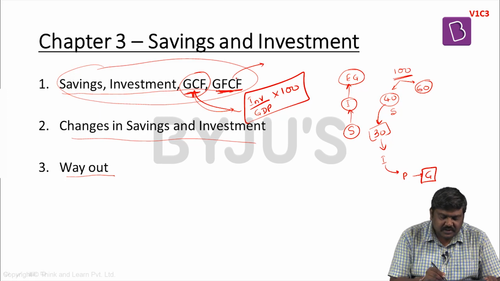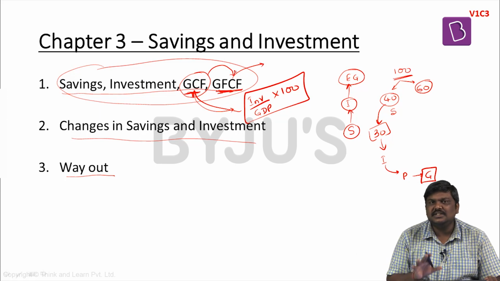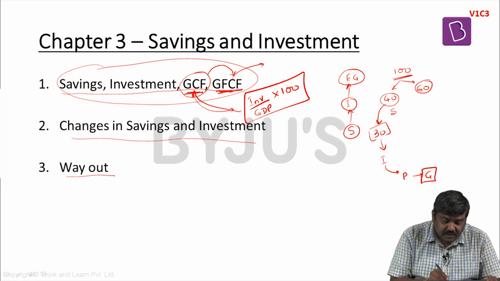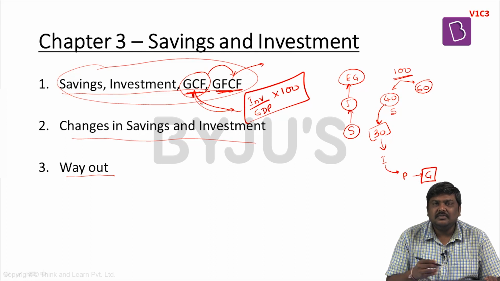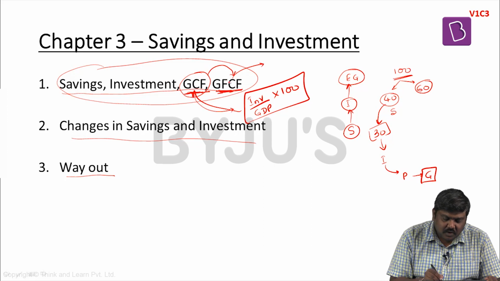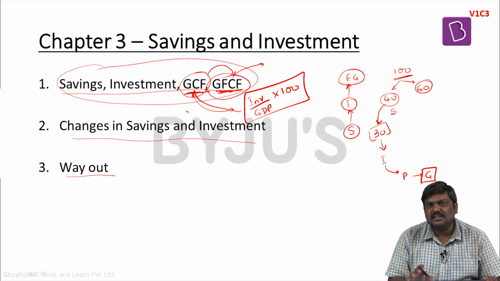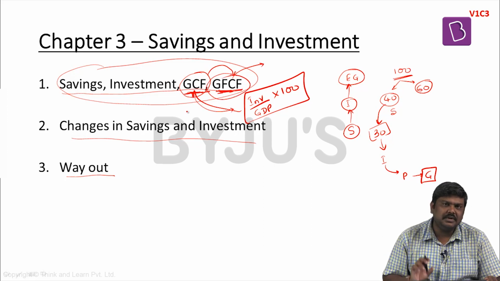Within the GCF there are two components, and the most important component is GFCF, that is investments within the GCF which are done on fixed assets such as infrastructure, that is roadways, railways, civil aviation, manufacturing facilities, industries, tunnels, bridges, etc. That comprises GFCF, which stands for gross fixed capital formation.